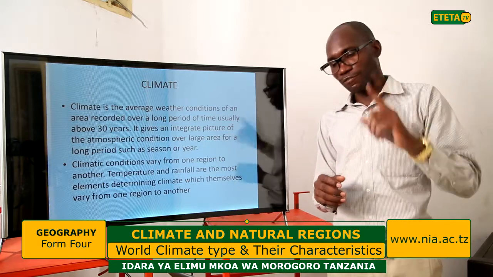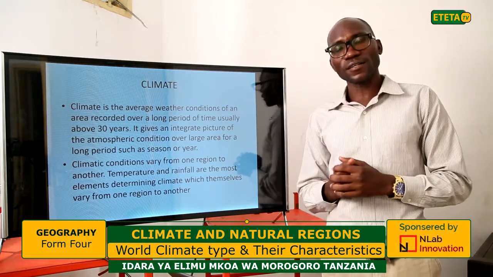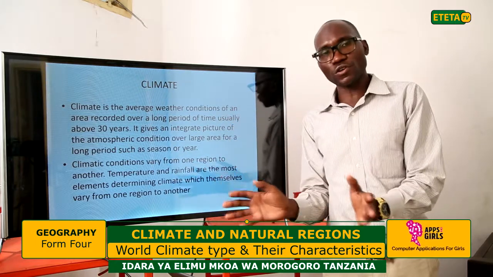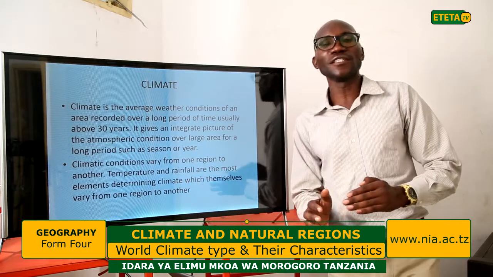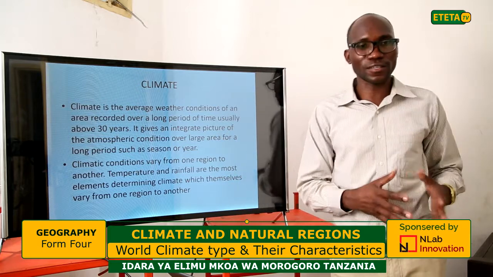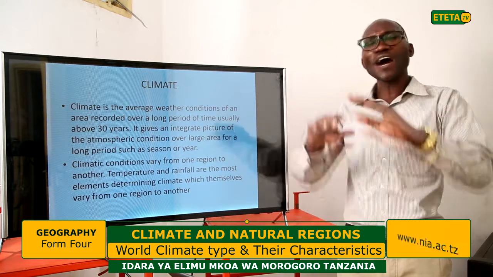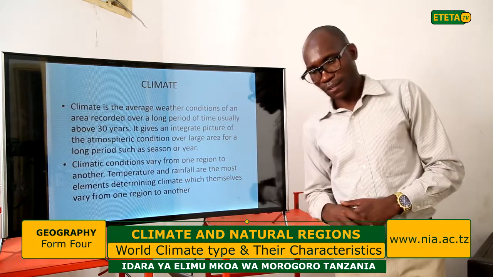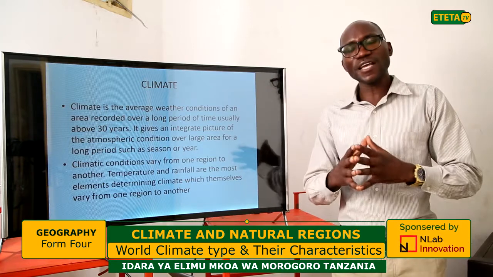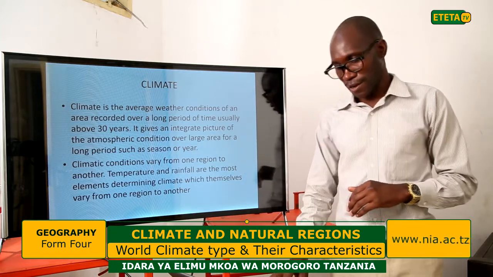Climatic conditions vary from one place to another. The climate found in Dodoma region, for instance, is quite different from the area found in Mbeya, or in Kilimanjaro, or in Dar es Salaam. They are quite different. So that is the meaning of varying from one place to another. And the temperature and the rainfall are the main elements which determine the climate of a certain area.